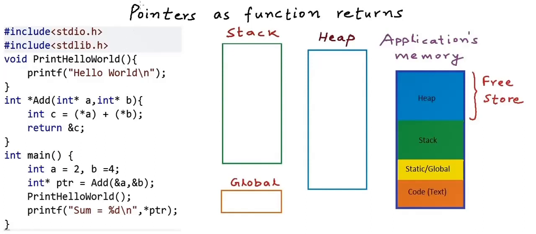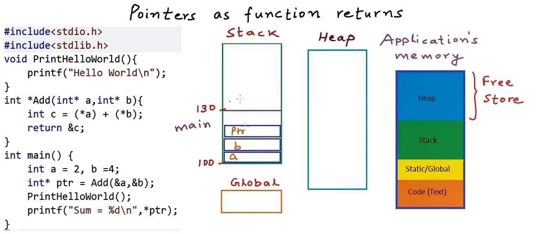When the program starts executing, first the main method is invoked. So in the stack, some memory will be allocated for the main function, and all the local variables of main will live inside this stack frame. Let's say the starting address of this stack frame is 100 and the end address is 130. We will have three local variables created here: a, b and ptr. a and b are integers and ptr is an integer pointer. Let's say a is at address 100, b is at address 112 and ptr is at address 120. I'm just making these assumptions.